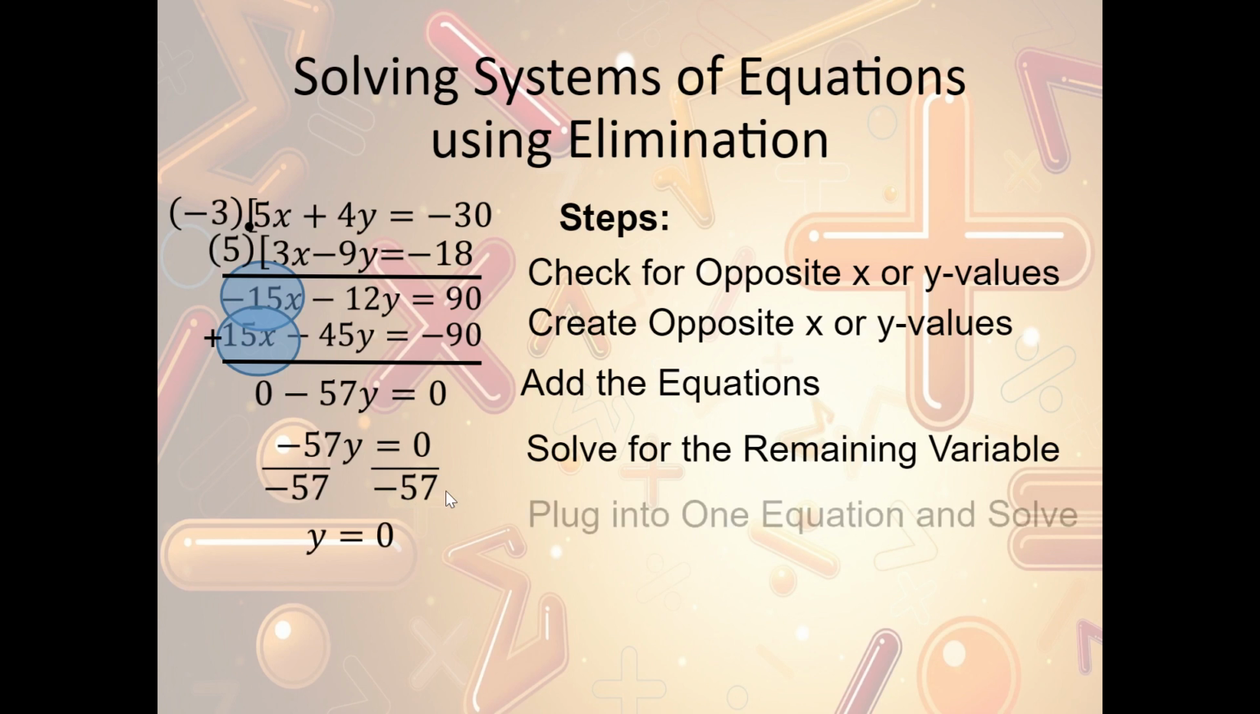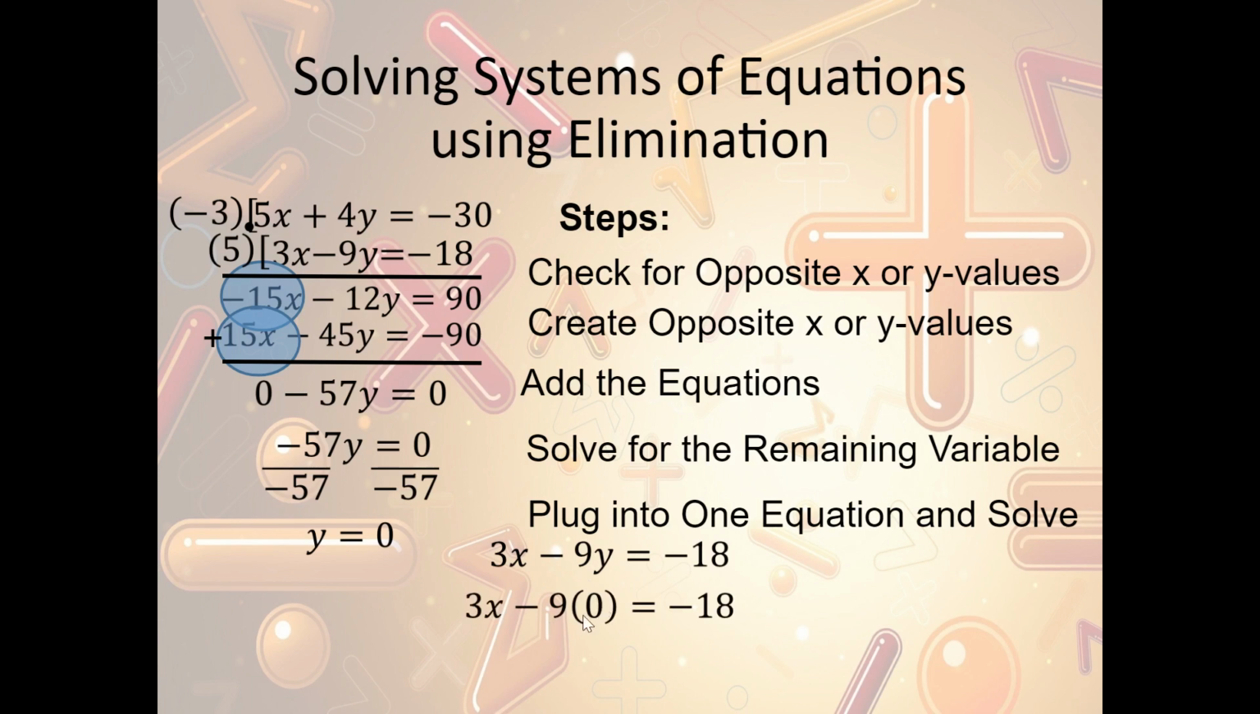Now I'm just going to plug that back into one of the equations and solve for x. So it doesn't matter, I can use any of the 4 equations now that I created. So I'm just going to use this one. So I have 3x minus 9y is equal to -18, but y is equal to 0. So I plug that in. Now I have 3x minus 9 times 0, which is just 0, is equal to -18.